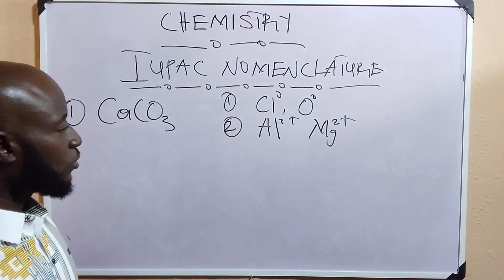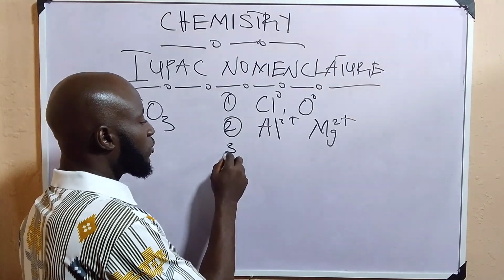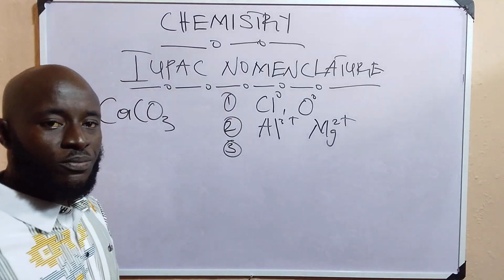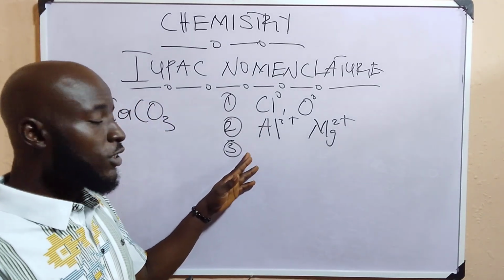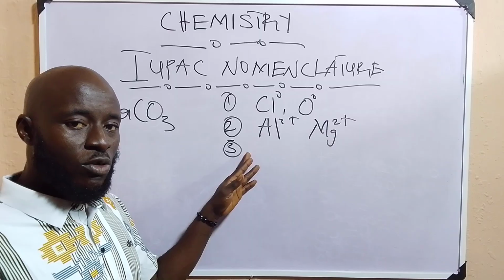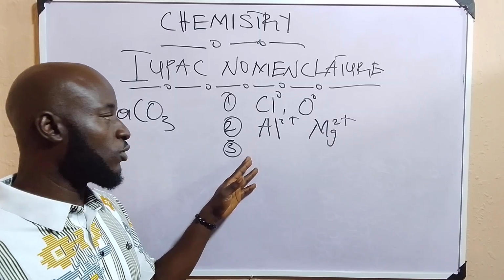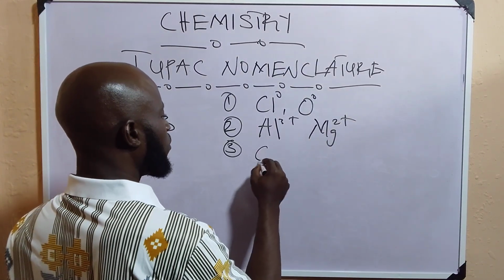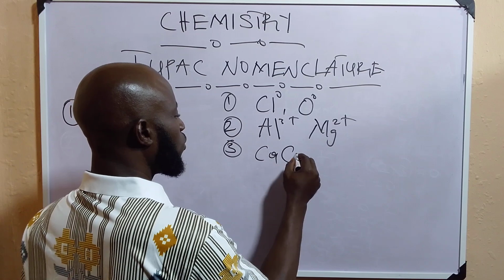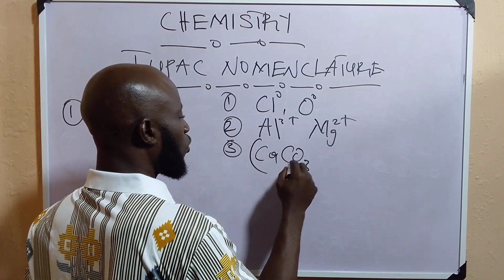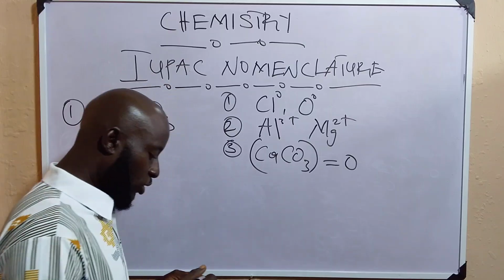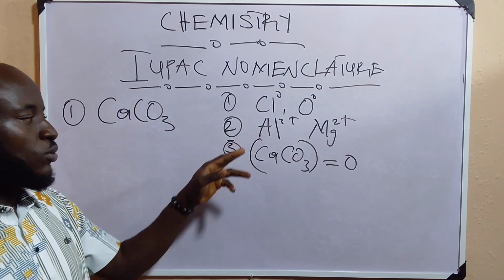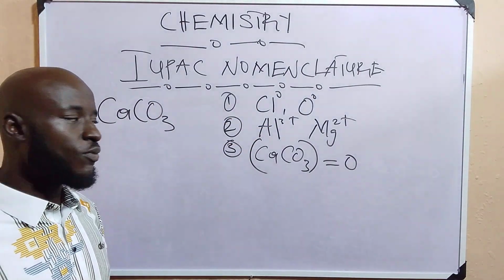So the third one is that the summation of the oxidation number of a compound is equal to 0. For example, CaCO3, the summation of the oxidation numbers of calcium trioxocarbonate 4 is equal to 0. So these are the 3 rules guiding the determination of the oxidation number.